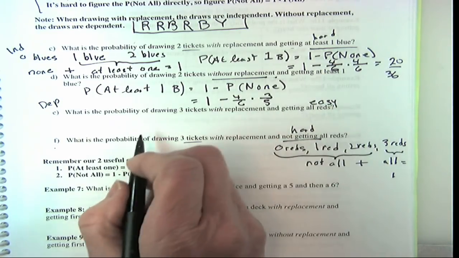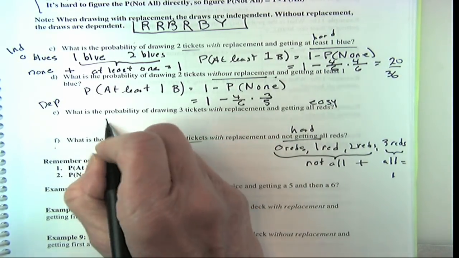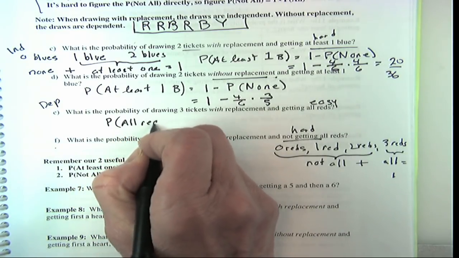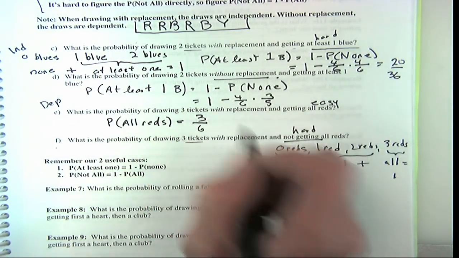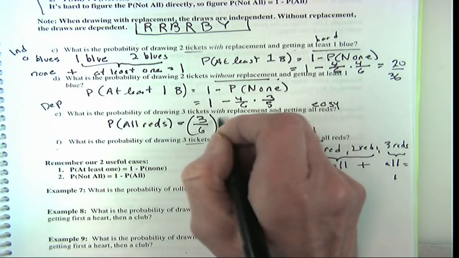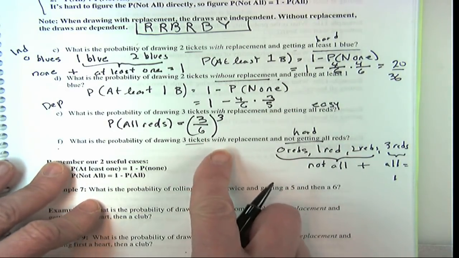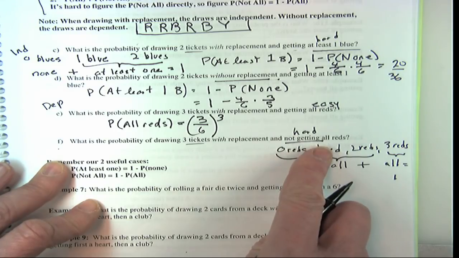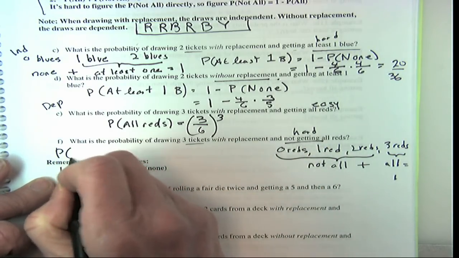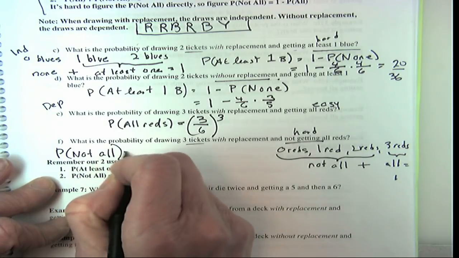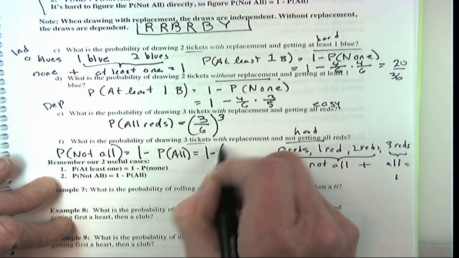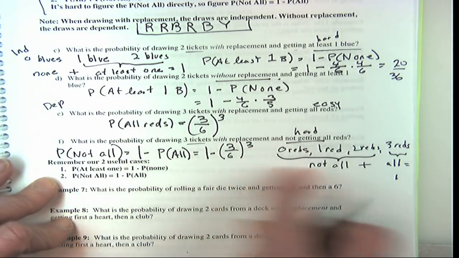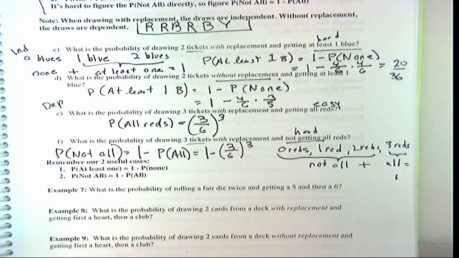So this is just going to be the probability of all reds is equal to what? There's 6, and there's 3 reds. So it's just 3/6 times 3/6 times 3/6. But what about not all reds? Well, that's where you're going to have to say the probability of not all is equal to 1 minus the probability of all, which is 1 minus (3/6) cubed. It's much easier. This would be hard to figure out directly. Okay, any questions on that?